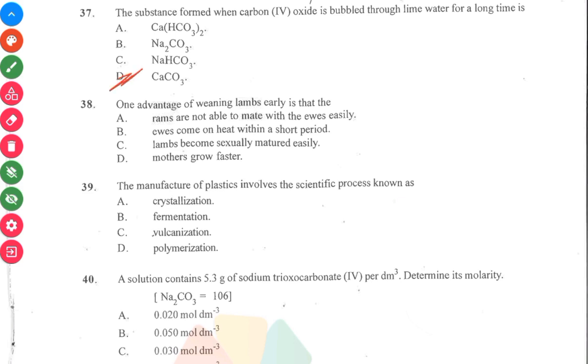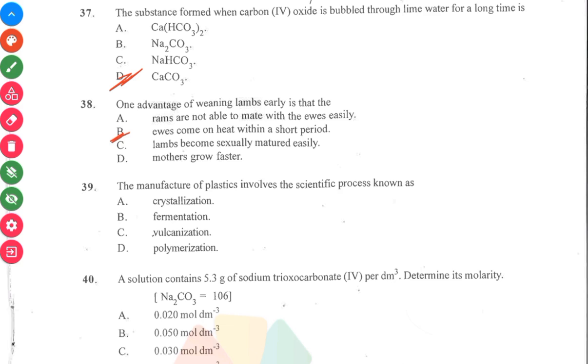Question number 38. One advantage of weaning lambs early is that, weaning is separating the younger ruminant from its mother. A. Rams are not able to mate with the ewes easily. B. Ewes come on heat within a short period. C. Lambs become sexually matured easily. D. Mothers grow faster. The answer is B. Ewes come on heat within a short period.